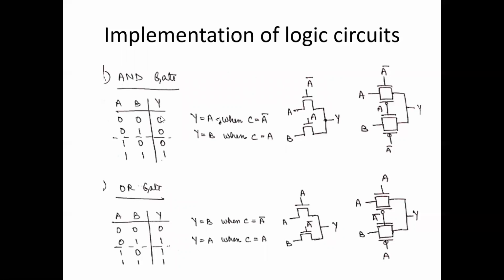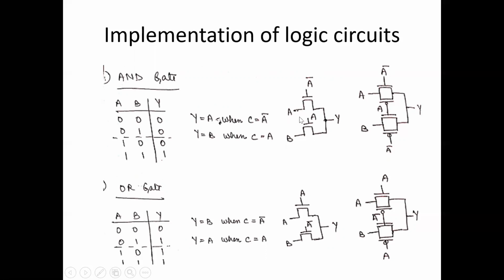See here, Y is equal to A when the control signal or gate signal is A bar, and Y is equal to B when the control signal C is equal to A.